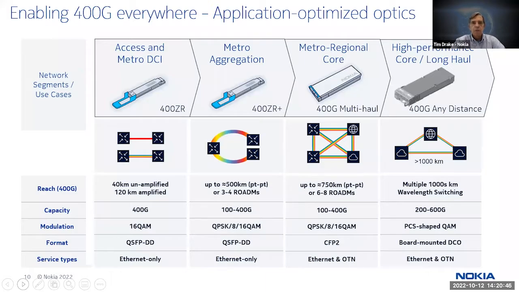And when we say multi-haul, we generally mean a DCO, a digital coherent optic. What that means is the DSP is built directly into the pluggable, and it's a little bit larger, which means that the DSP can have a bit more functionality.